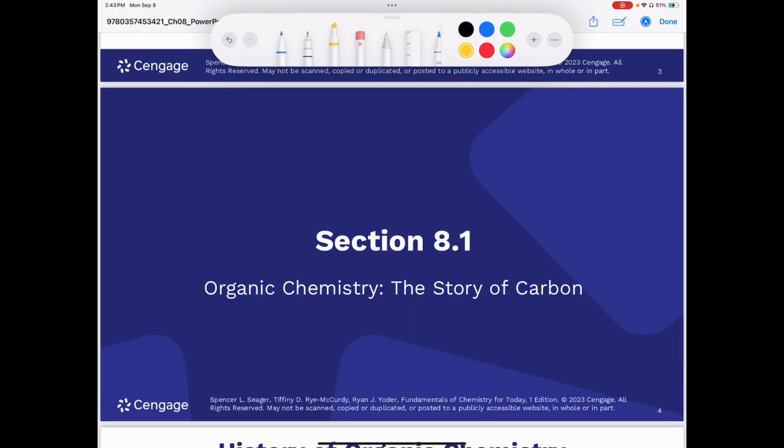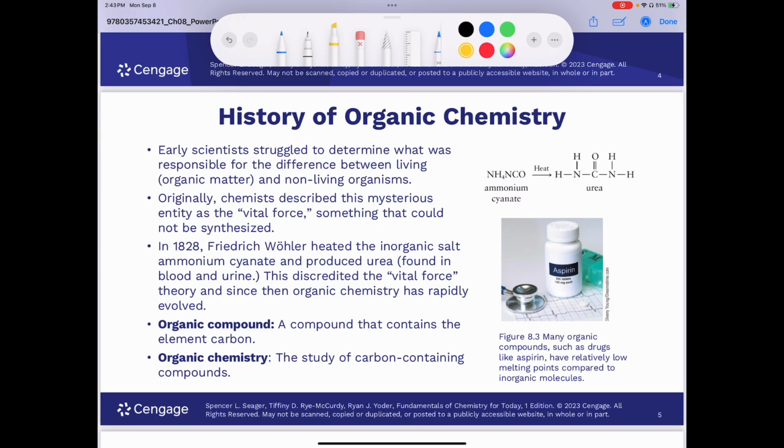All right, so let's start off by talking about what organic chemistry really is, which is the study of carbon and compounds that contain carbon. And just to give you a little background on organic chemistry, it turns out that many years ago, scientists struggled to determine what was responsible for the difference between organic matter that came from living organisms and non-living organisms. So they thought, okay, well, if I have a flower or an animal or something that's organic, where does that come from?